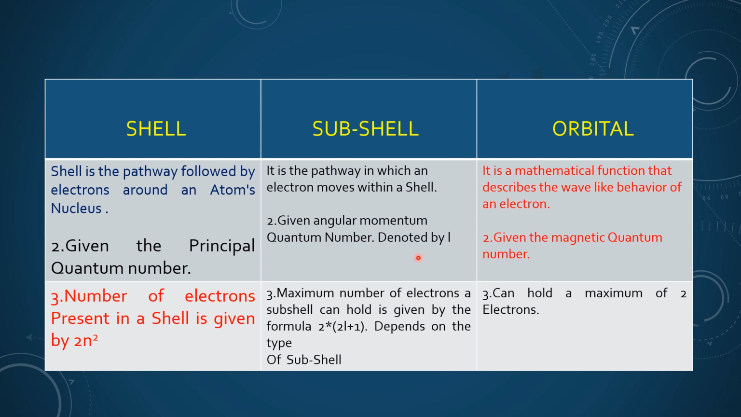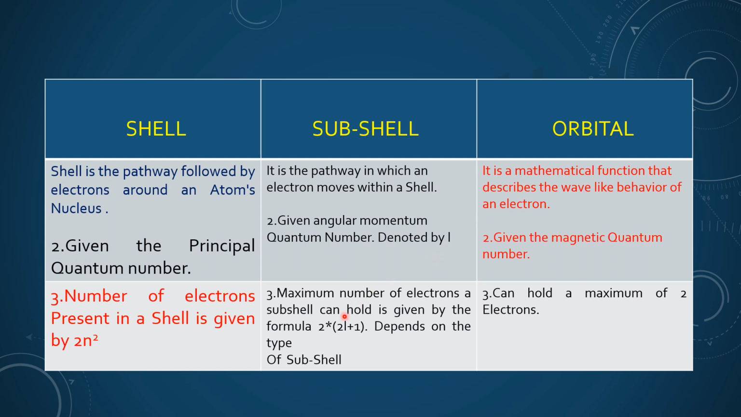In the case of K shell, one subshell. In the case of L shell, two subshells. In the case of M shell, three subshells. In the case of N shell, four subshells are present, and so on. So the angular momentum quantum number is denoted by l. The subshell is denoted by letter l.